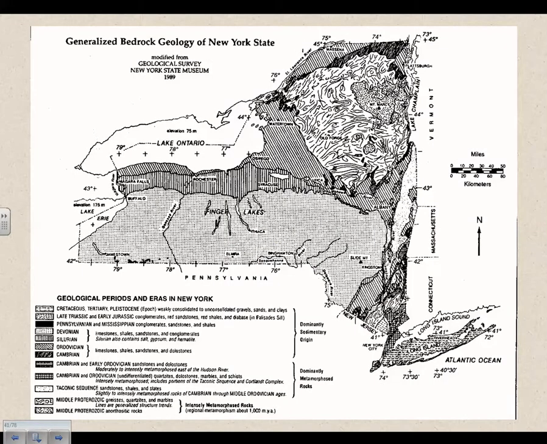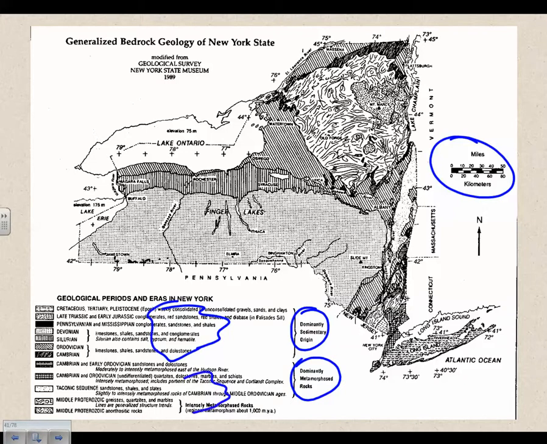So this map shows New York State. It shows cities in New York State. It shows these funny shaded areas, which are the geological periods and eras in New York, and the rock types for each area. It also has in it a scale with distance. It mentions whether the rocks are sedimentary or metamorphic. It tells you the names of the rocks. And over here it tells you the geologic periods that the rocks were originally formed in. Now we'll learn more about those periods in Unit 5, but for now, let's keep it easy.